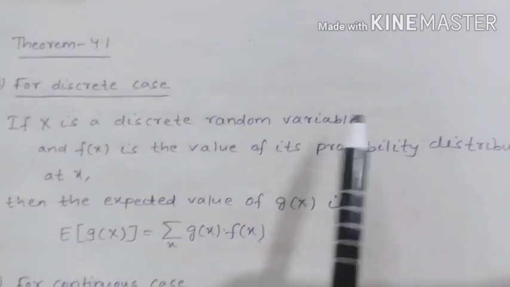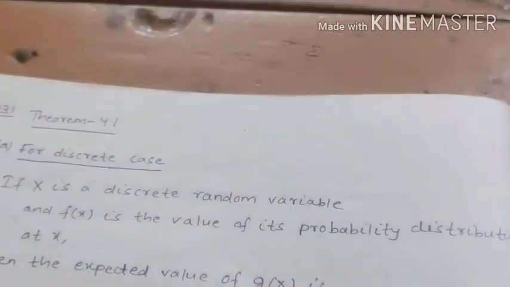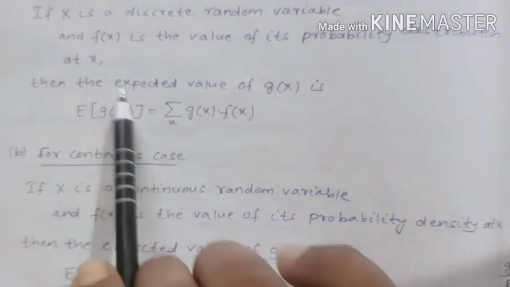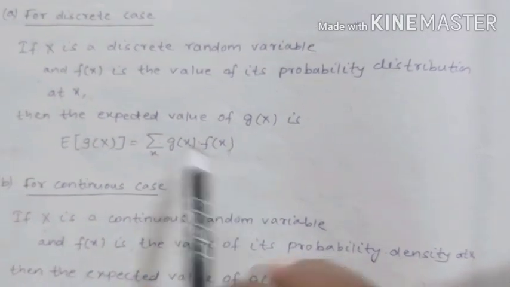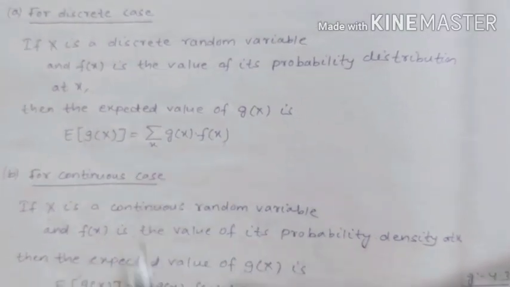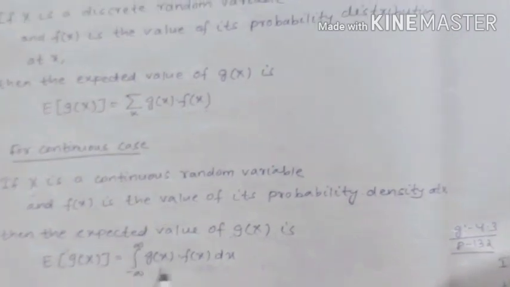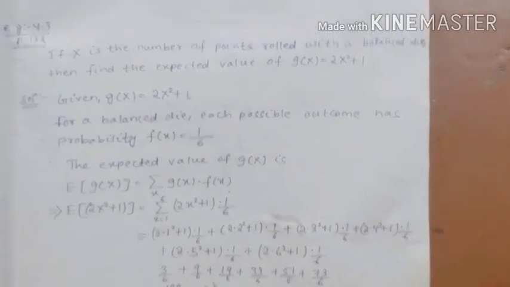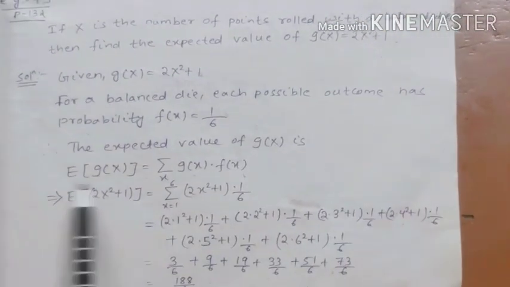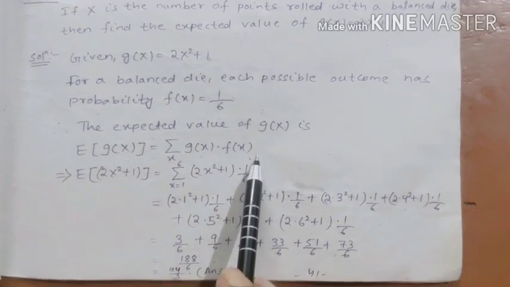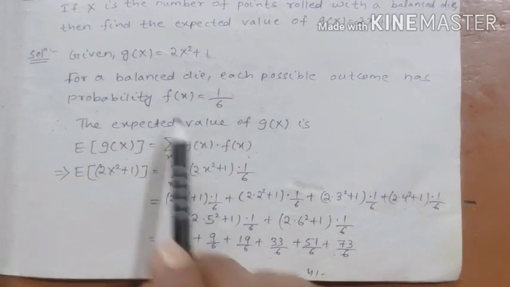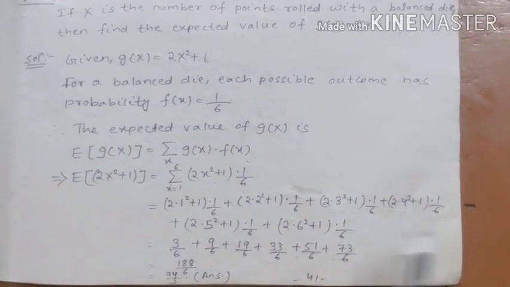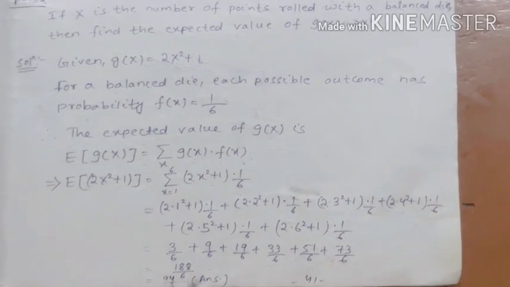Suppose x is a discrete random variable. You have to take the expectation of g of x, where g of x is a function of x. That means the summation of g of x times f of x. For the continuous case, exactly the integration from minus infinity to infinity of g of x times f of x. In the example, suppose g of x equals 2x square plus 1. Then we find E of g of x, the summation of g of x times f of x. g of x is 2x square plus 1, and f of x is equal to 1 by 6. Put it in and the answer is 94 by 3.